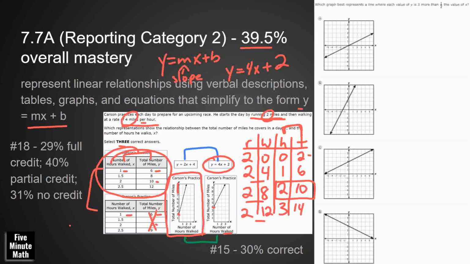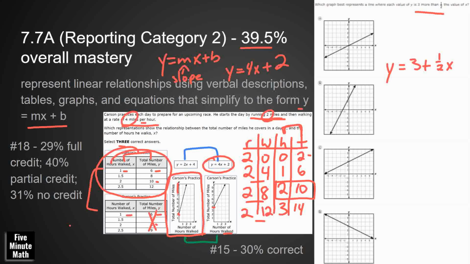So that was number 18. That was actually the second item on this particular test. The first item on this test, which tested 7.7a, simply gives us a variable description. We need to turn it into a graph. Okay, so which graph best represents a line where each value of y is 3 more than 1/2 x, 1/2 the value of x.